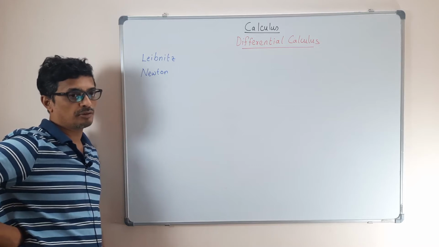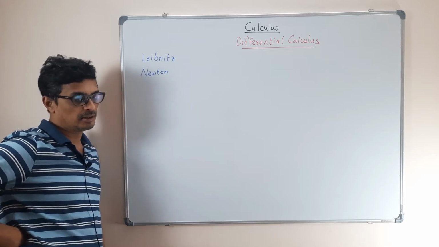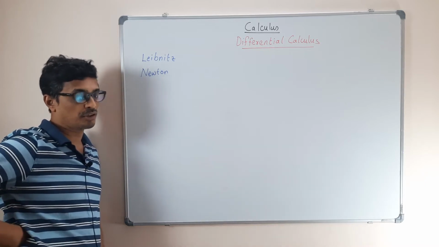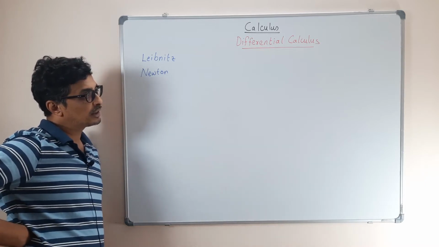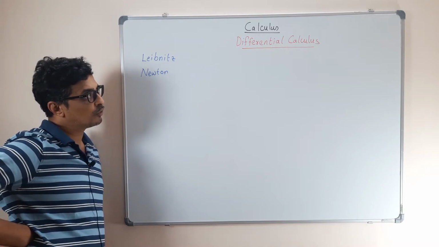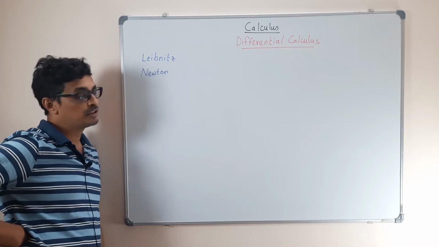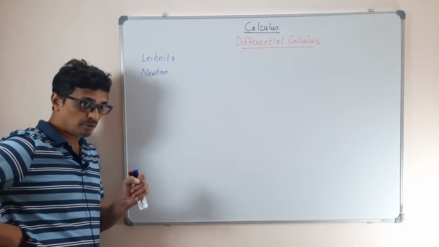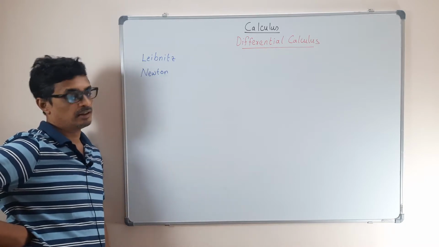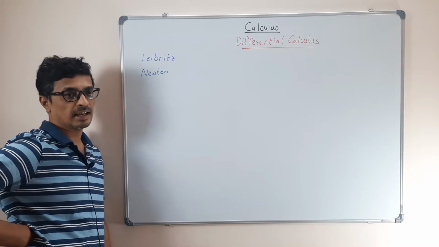In the earlier class, what we saw? Vectors, correct? Vectors and the mathematical operations using vectors. And in this class, we will see one more important mathematical method which will be used very much in physics. That is what? That's what you call calculus.